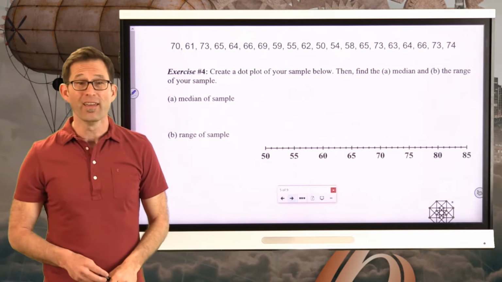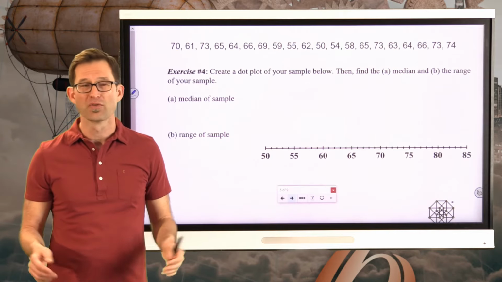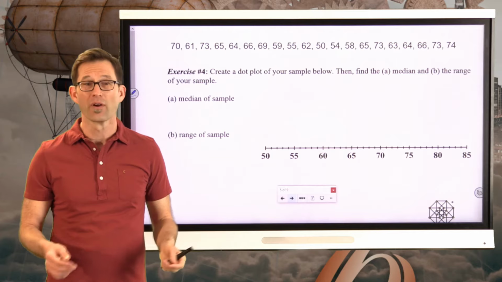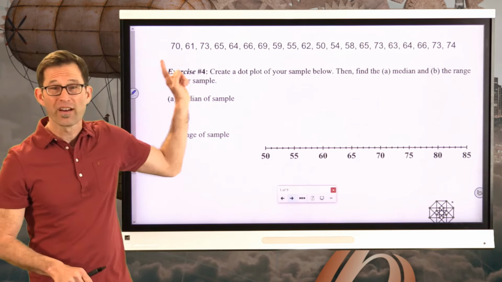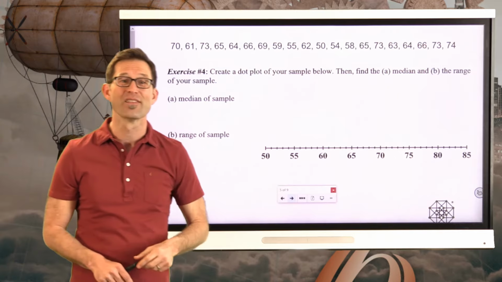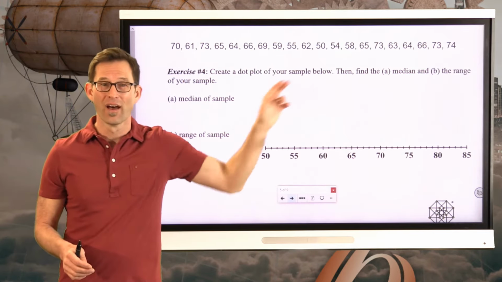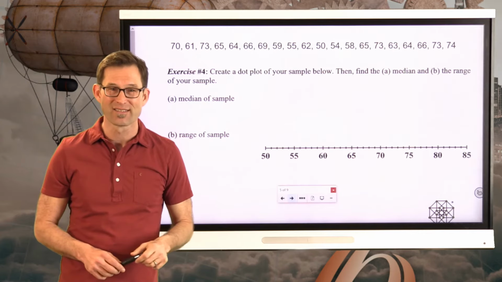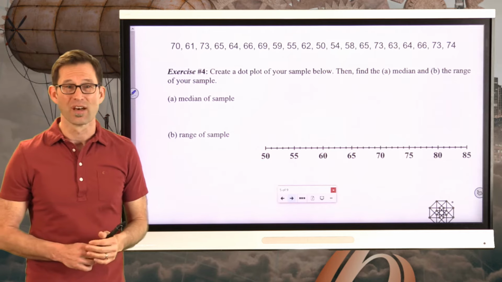And if you're lucky enough that you were born on January 28th, February 28th, March 28th, whatever, if you were born on the 28th of some month, then you're going to have exactly the same 20 numbers that I do, okay? If you were born on some other day, you're going to have 20 other randomly selected heights, all right? But whatever your heights are, let's move on to exercise number 4.